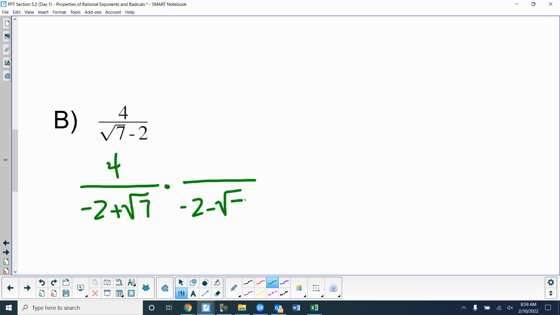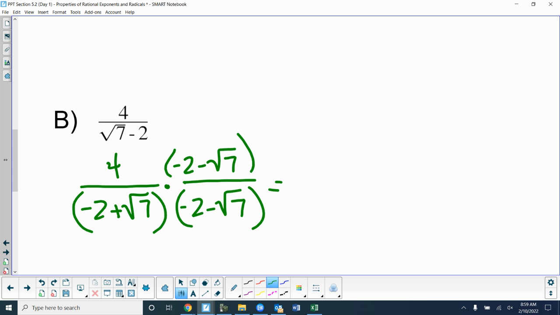So, if the radical's in front like this, and they'll try to trick you sometimes like that, put it in the right order first. Put the radical in the back. And then you'll get the correct conjugate. Now, how do I multiply 4 times this? Think of it like this. Distribute, right? So, what's 4 times negative 2? And what's 4 times negative radical 7?